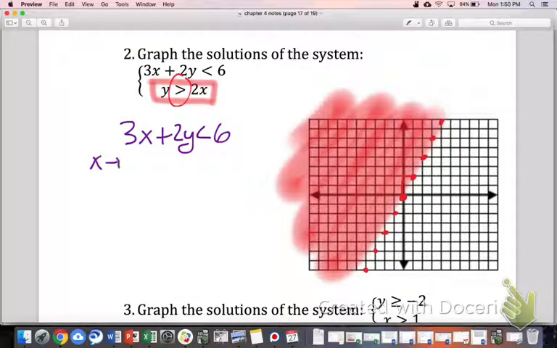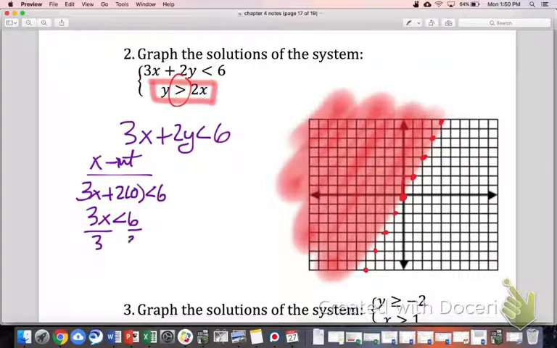Plug 0 in for y. So check this out. 3x is less than 6. x is less than 2. That means my x-intercept is 2. Oh, goodness. Let's review. To find the x-intercept, what do? Plug in 0 for y. You with me, Hosanna? Okay, so that would be 3x plus 2 times 0 is less than 6. 2 times 0 is just 0. So you get 3x is less than 6. Divide by 3, and I get an x-intercept of 2.